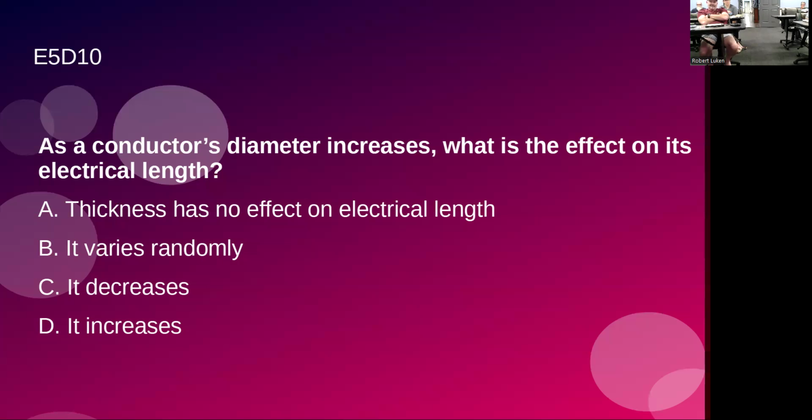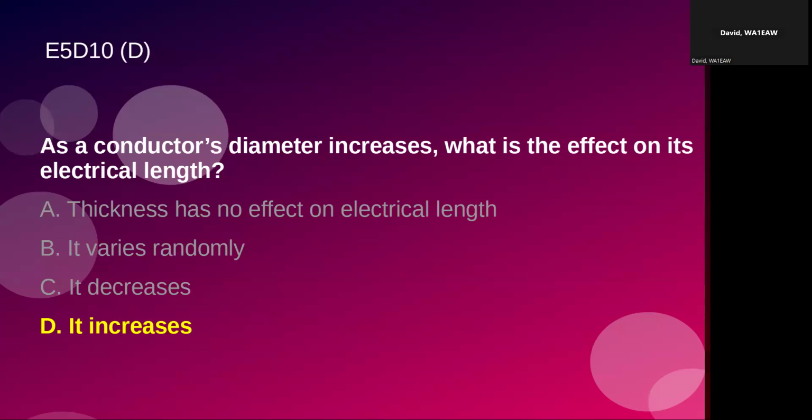So the answer is D, it increases. Most people guess C. And I don't know why, but that's the way it is. I can prove it with a model. There's other examples that show that that's the effect. I can't explain the physics. It's just happening.